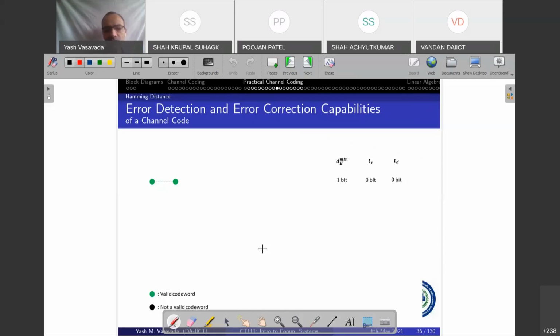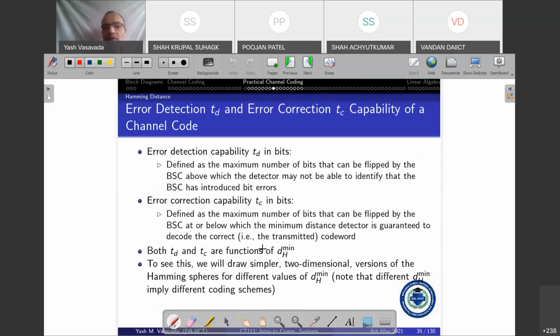Yeah, you are right. I'm saying that what is the maximum number of bits that can be flipped, above which the detector may not be able to identify. So as soon as you reach 7, that is when you say this is TD. If 8 bits are in error, then again the detector is always going to be able to identify, but 8 is already above 7. So you stop at 7 and you say that TD is 6.